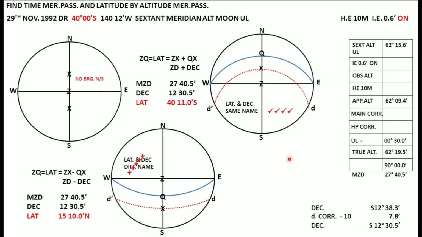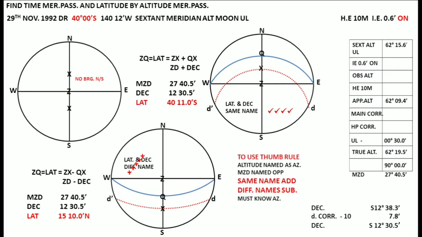So here my latitude is 40 degrees 10 minutes south. So this is the diagram which is absolutely correct. Now most of the books have a thumb rule of naming the altitude and zenith distance opposite to the azimuth. But azimuth is not given. You do not know if it is north or south, as I said.